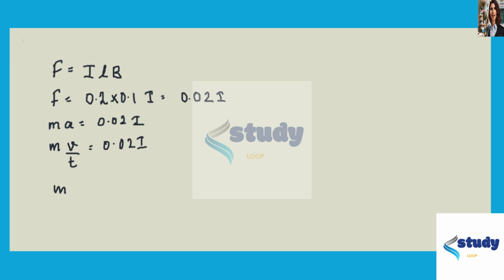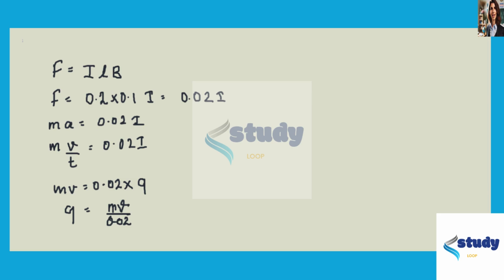So mv is equal to 0.02 times... now what is it? It is current into time, that is charge, q, right? So that is what we have to find out. So charge q is equal to mv by 0.02. Now we know the mass, but we don't know the velocity at which it jumps up.